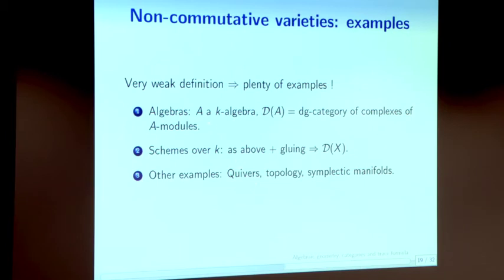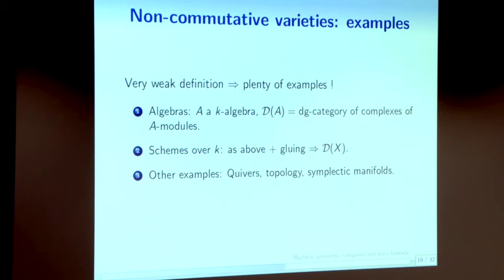Any scheme gives you a non-commutative variety because schemes are locally given by a K algebra. So you can glue these things to get D of X. So when X is an affine variety, this is just D of A for the ring of functions. But in general, it's a gluing of these things. And you have many other examples that come from quivers, topology, or symplectic manifolds. You can take the Fukaya category of a symplectic manifold as an example. You can take the category of representations of a quiver. These are the categories of local systems on a space.